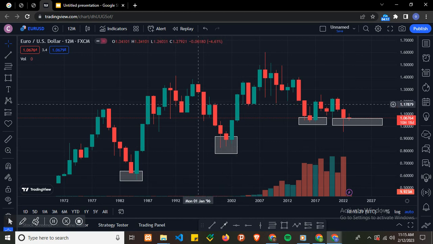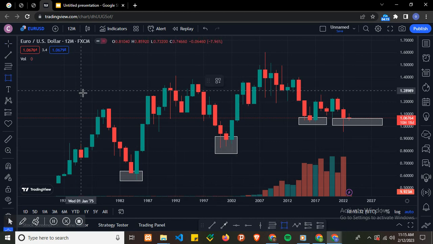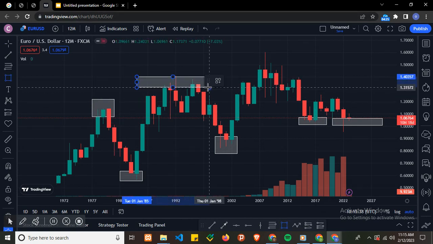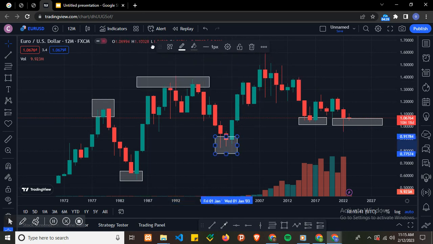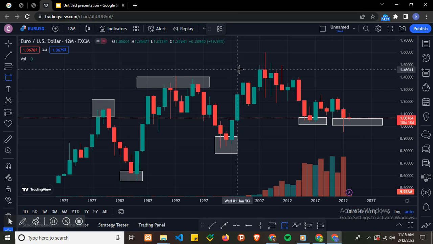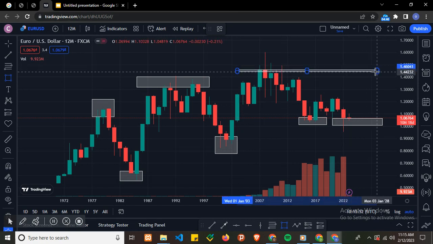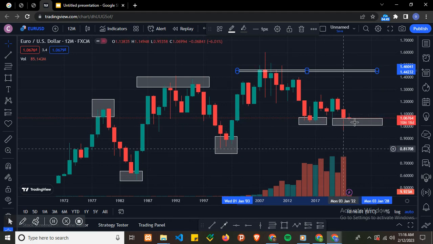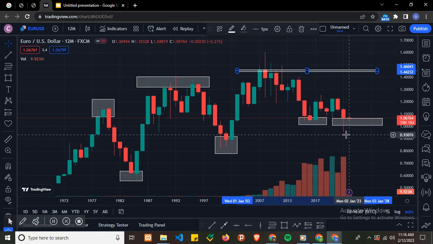So we have support. Let's look for resistance. We have resistance here. We have another resistance here. And another resistance. All these are resistance. One, two, three. And this one, two, three. And this new support, that's four. They are all valid support zones. So it is a very strong support zone.